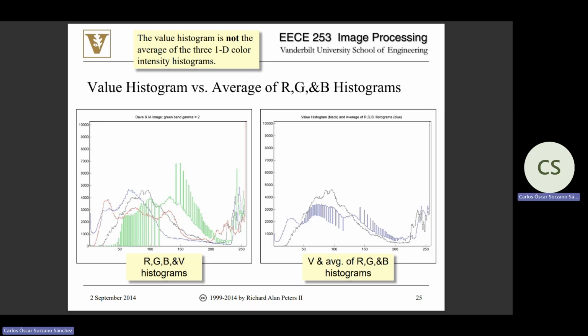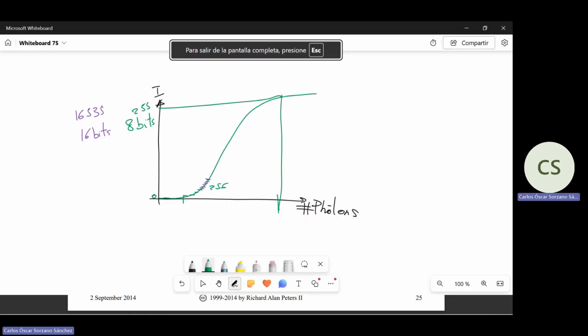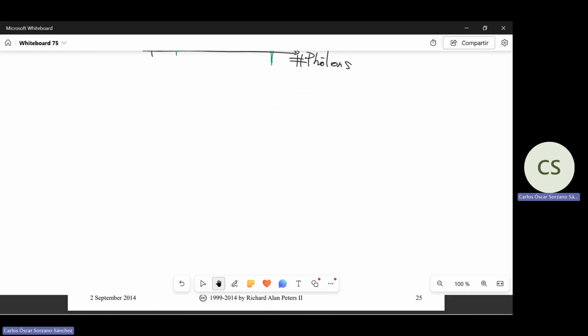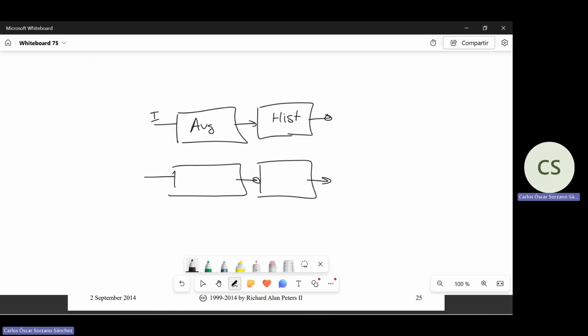And that points to something. That is, the value is an average. So what it is saying is that the histogram of the average is not the average of the histograms. So let's put it like this. You have some input image. Then you have the average. Then you have the histogram. And on the other possibility, first you compute the histogram, and then the average. And they are not the same.